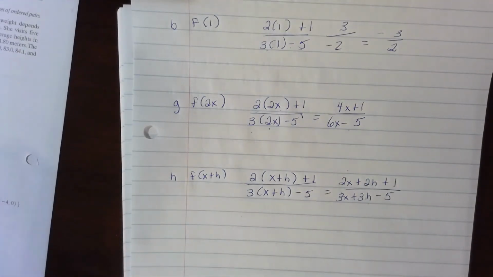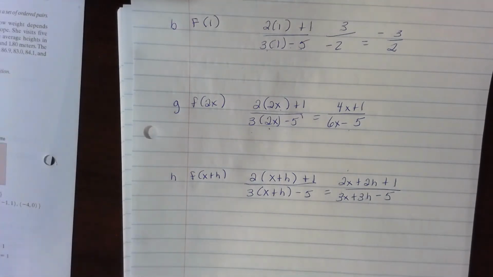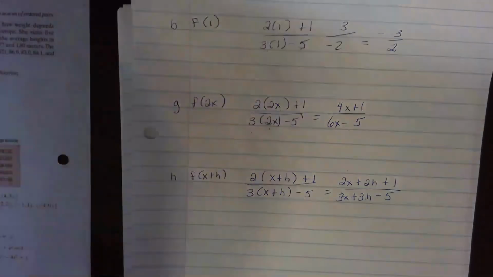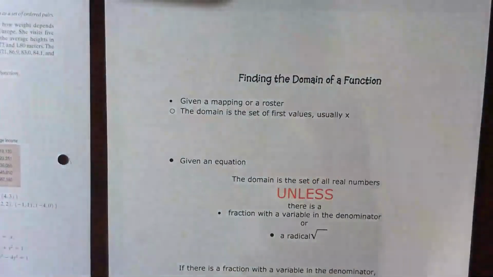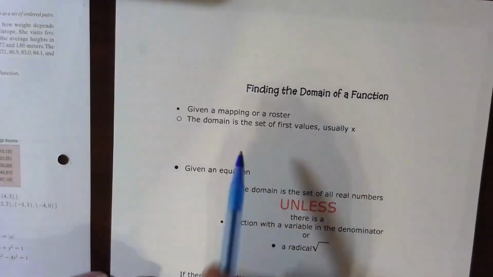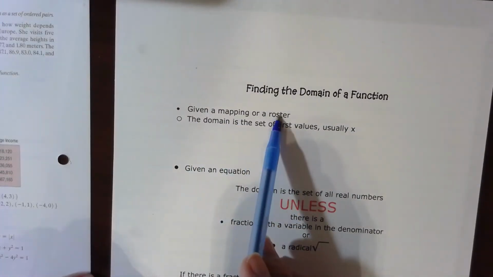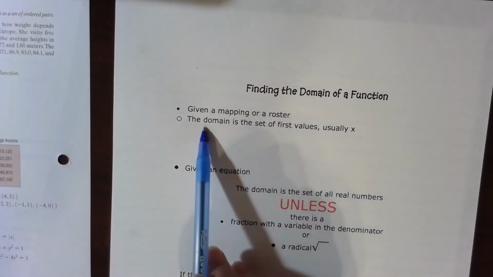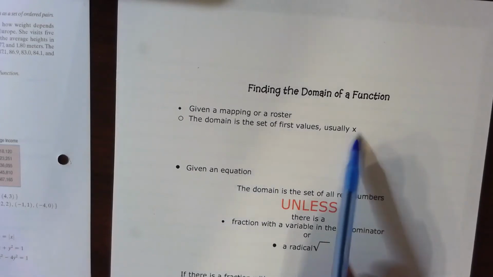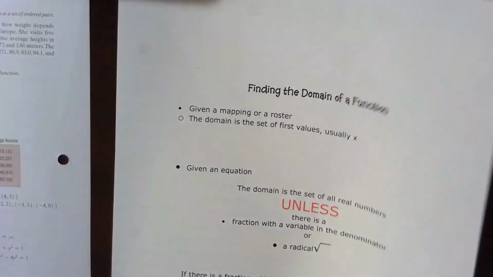Now, there was another handout for this lesson that I hope you printed off. And it looks like this. And it's called Finding the Domain. Well, we've talked about if you're given a map or a roster that you just make the list. The domain is the set of first values, which is usually x. We said that. Now, how do you do it if you're given an equation? How do you find the domain?